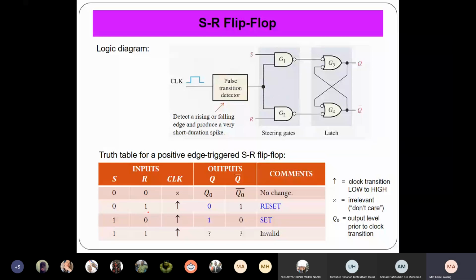When S is 0, R is 1, and there is a pulse in the clock, therefore the output is reset. Q is 0. If S is 1 and R is 0 and it is a positive edge or rising edge, then the output is 1, it's set. When S and R are both 1, and the clock is a positive edge, the output is invalid. And this is an invalid condition, right? So these are the truth tables of the SR flip-flops. So you need to remember this.